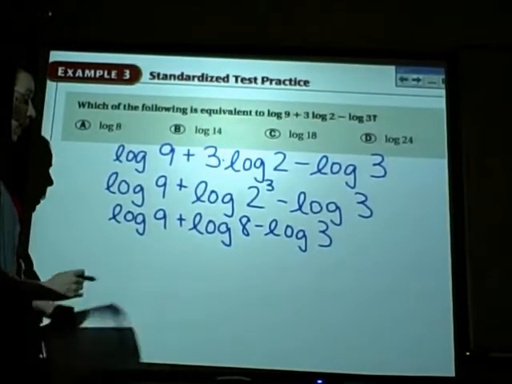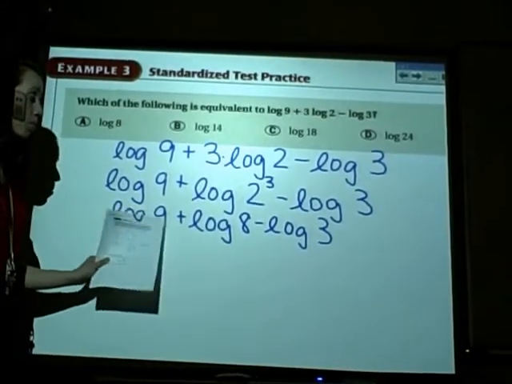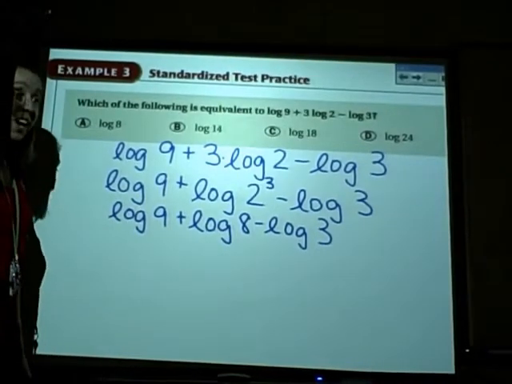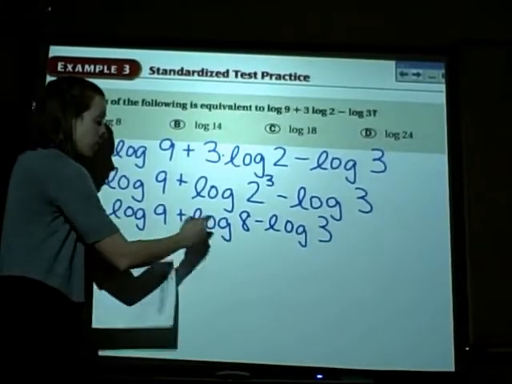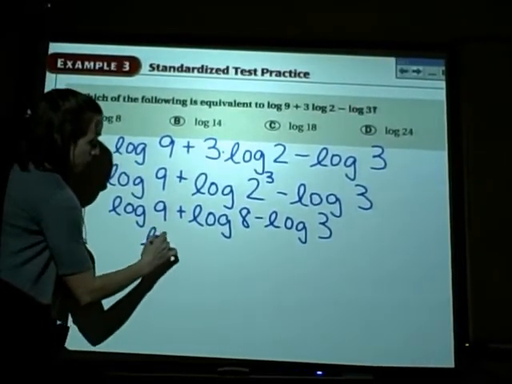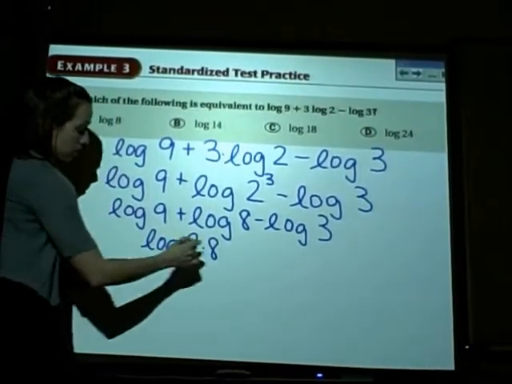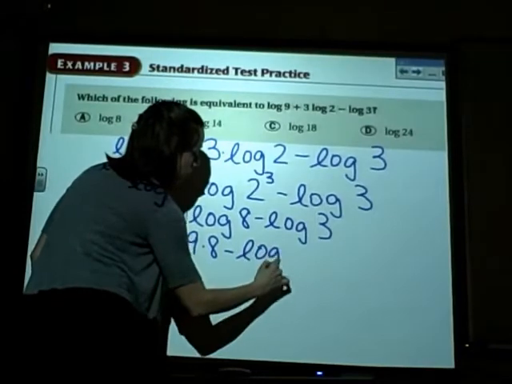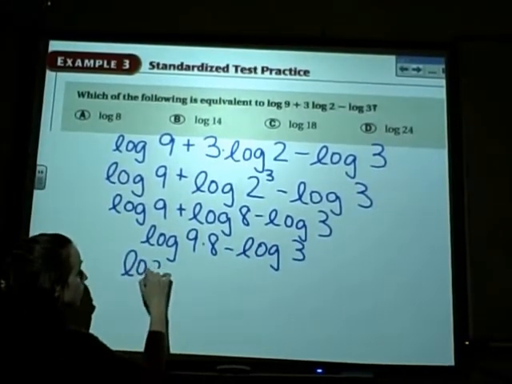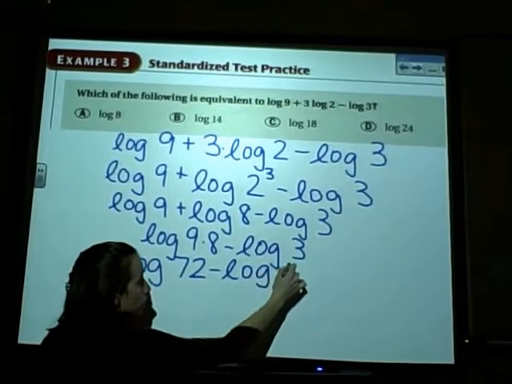Now I'm going to say, well, these logs have the same base, just different numbers there, and we're adding. That goes with our product rule. Whenever you're adding 2 logs with the same base, you can just multiply those numbers. So I can compress this a little bit into log base 10 of 9 times 8. And you still have your log of 3. 9 times 8 is still 72. So we have log of 72 minus log of 3.